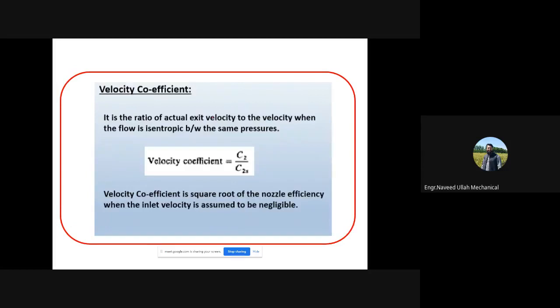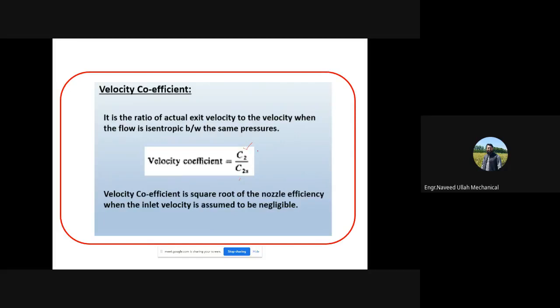Okay, the velocity coefficient, jo hai na, it is the ratio of actual exit velocity to the velocity when the flow is isentropic between the same pressures. The same thing, okay, I told you. If you take the square root of this, aapke paas C2 by C2S. This is the velocity when the process is real, and this is the velocity when the process is isentropic.